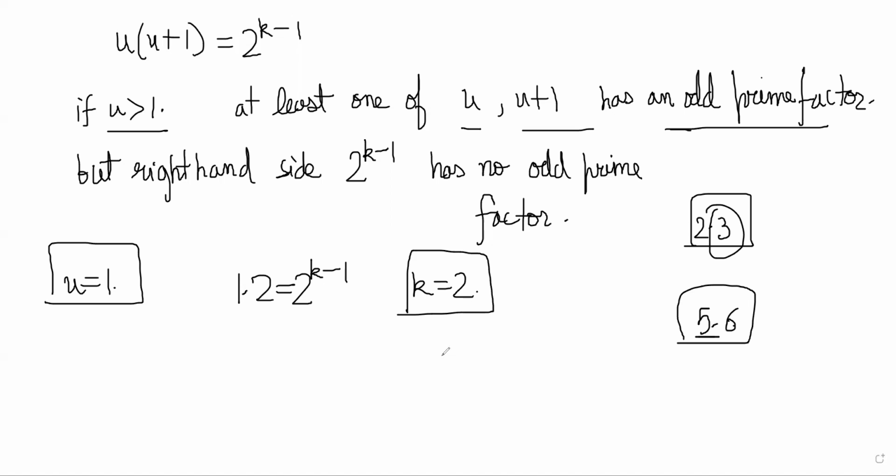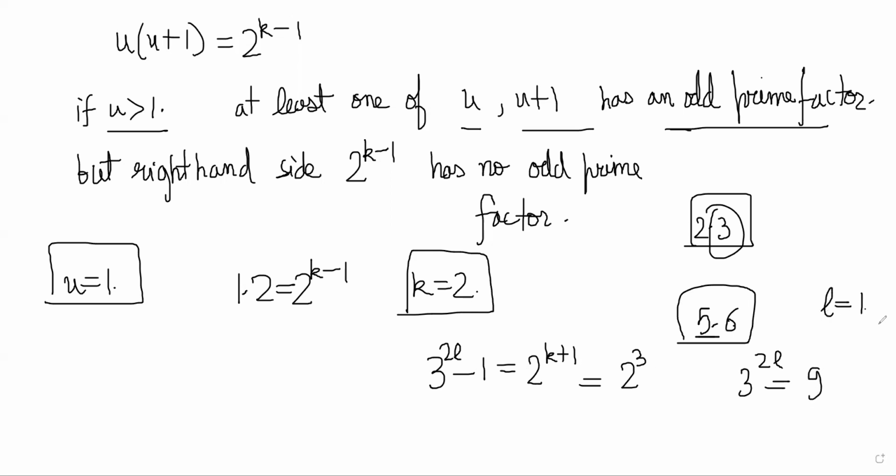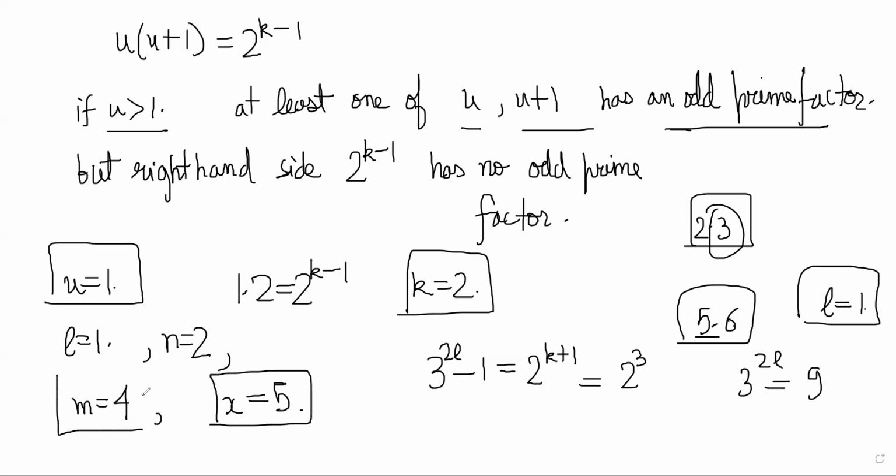And if you get k is equal to 2, then 3 power 2l minus 1 was equal to 2 power k plus 1. And k is 2, so 2 power 3, this is 8 plus 1, 9. So 3 power 2l is equal to 9. So l is equal to 1. You get l is 1, you get n is 2, and you will finally get m is 4 and x is 5. If you go back and work through the steps that we have come through to reach here, you will realize that the ordered pair that satisfies m and x is 4, 2, and 5.